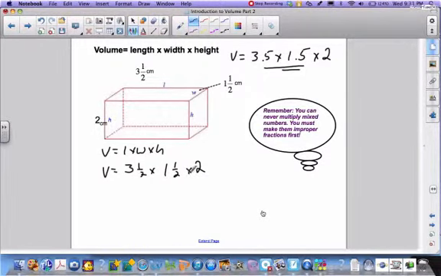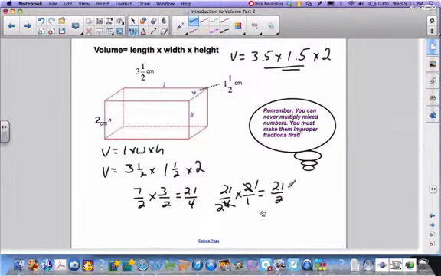You can never multiply mixed numbers. You must make them improper fractions first. So 2 times 3 is 6. We have 7 halves times 3 halves. And I could just keep going and multiply everything by 2, but I'm going to do this first. 7 times 3 is 21. 2 times 2 is 4. Now I have 21 fourths times 2. I'm going to reduce first. 2 divided by 2 is 1. You can reduce any numerator with any denominator. 4 divided by 2 is 2. I get 21 halves. And remember, this also says 21 divided by 2.